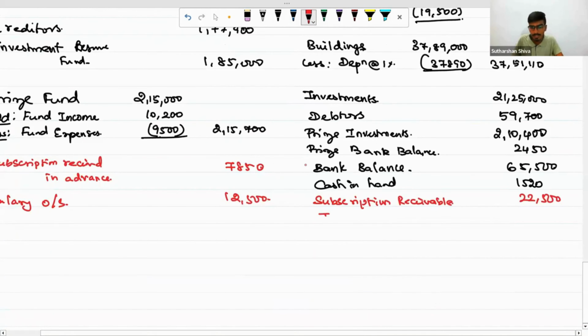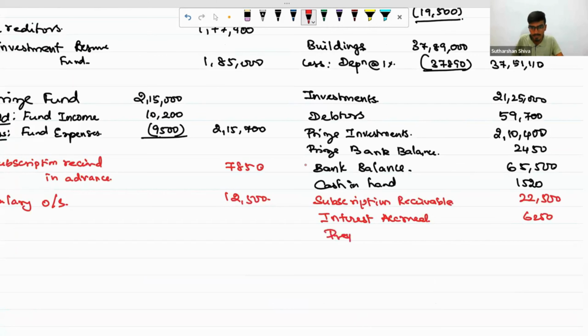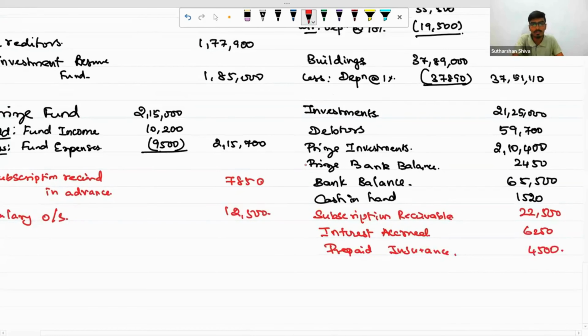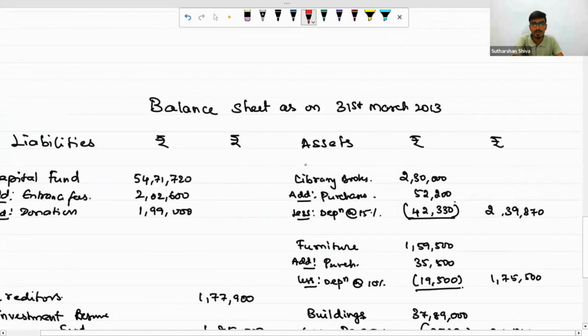This is another most important adjustment which needs to be taken care of. Interest accrued, that is 6,250. Prepaid insurance will be 4,500. Okay, this 4,500 is done.